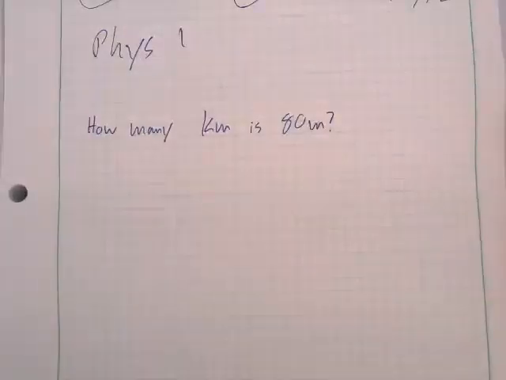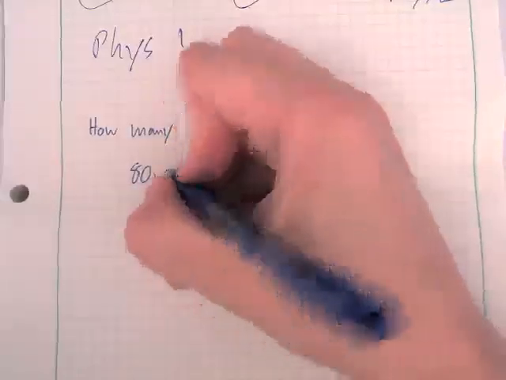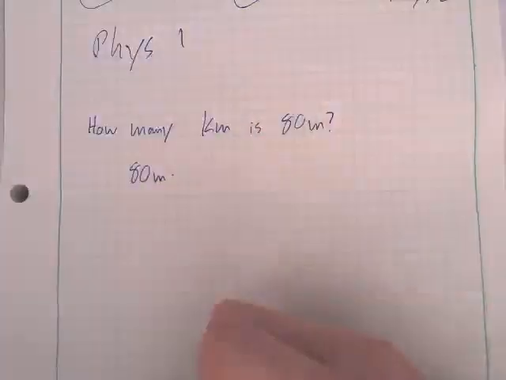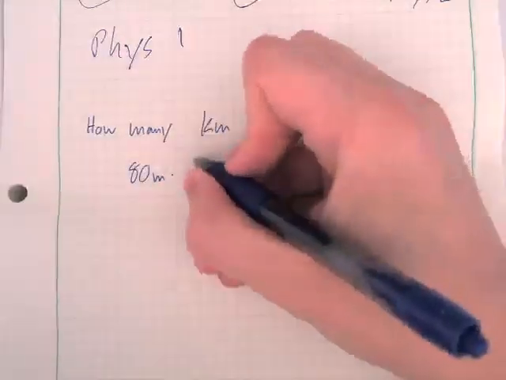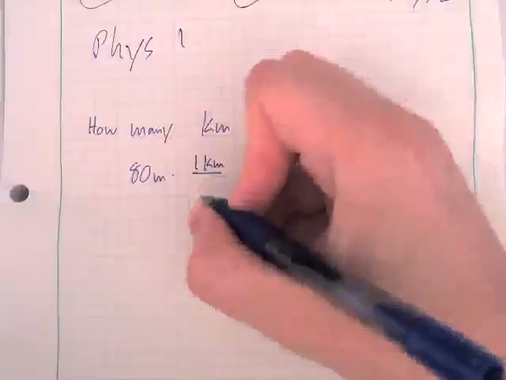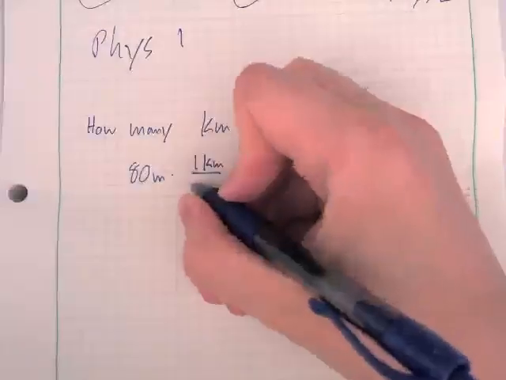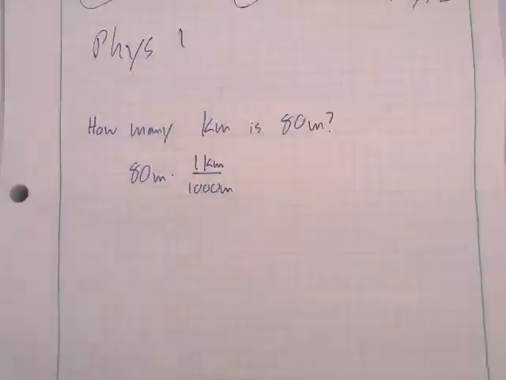Nice, simple unit conversion problem. We have 80 meters. This is what we start with. We need to multiply it by 1. Essentially it would look like this. We want it in kilometers, so we put 1 kilometer up top here. How many meters are in a kilometer? As I said before, we have 1,000 of them.